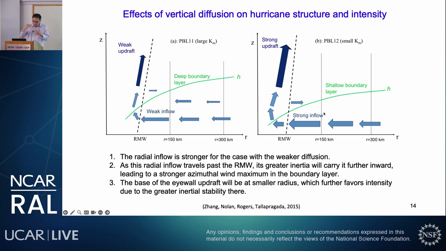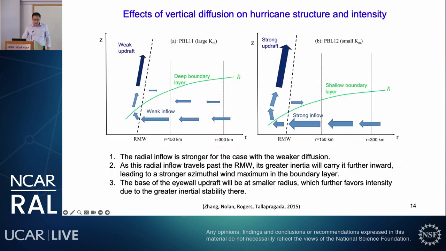The boundary layer is actually shallower in our models, because of the physics change. But in the real world, this may not be the case. This is how changing the model physics would affect the boundary layer structure and the upper level structure, and in turn affect the storm intensity. So we argue that when we lower the vertical diffusivity, the inflow is enhanced, and that adds more angular momentum, which basically offsets the surface friction and helps speed up the vortex.